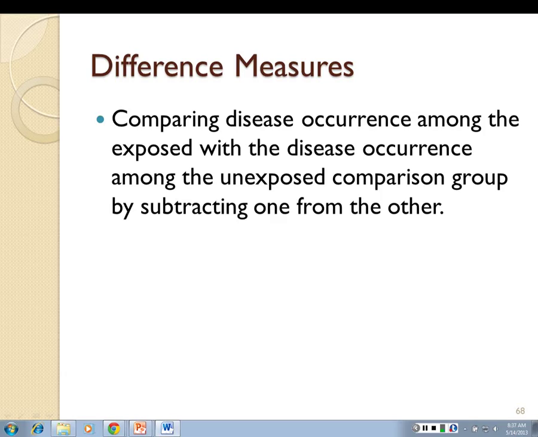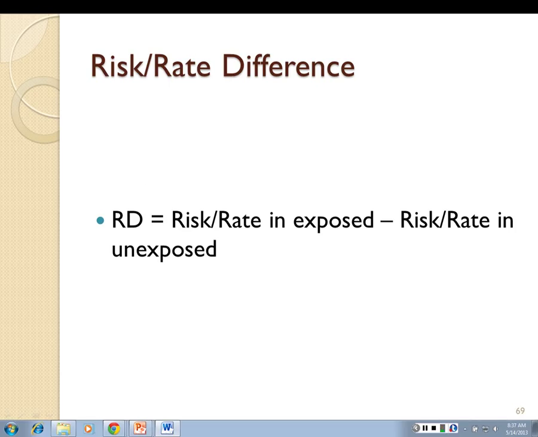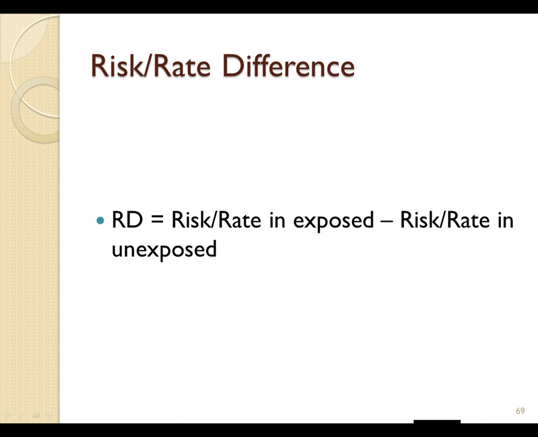Now we can also use difference measures to compare the disease occurrence among exposed and unexposed groups by subtracting one from the other. The risk difference, which is also sometimes referred to as the attributable risk, gives information on the absolute effect of exposure on disease occurrence. So it's the excess disease risk in the exposed group compared to the unexposed group. The public health impact of an exposure, that is, how much the disease would be prevented if the exposure were removed. This assumes that the exposure causes the disease.